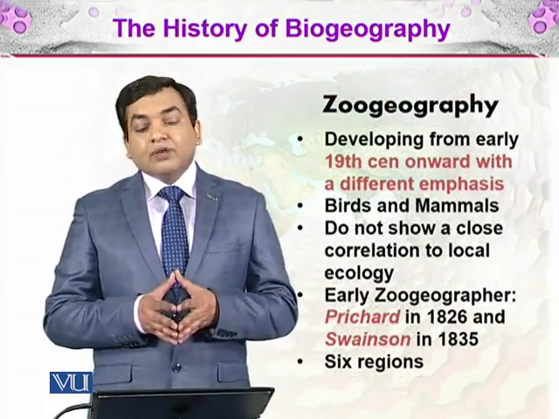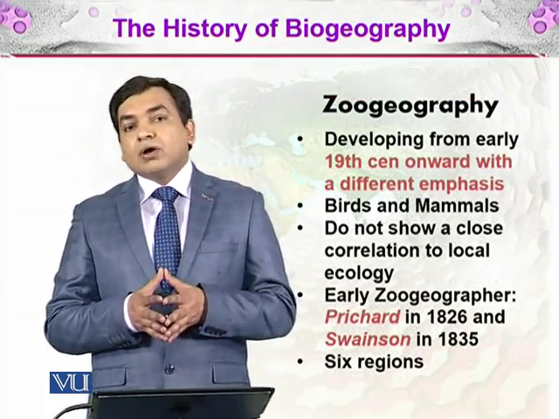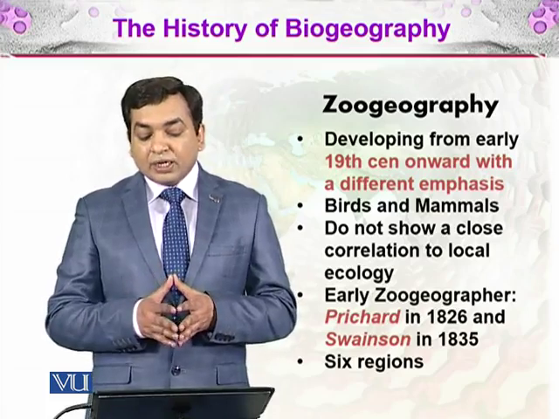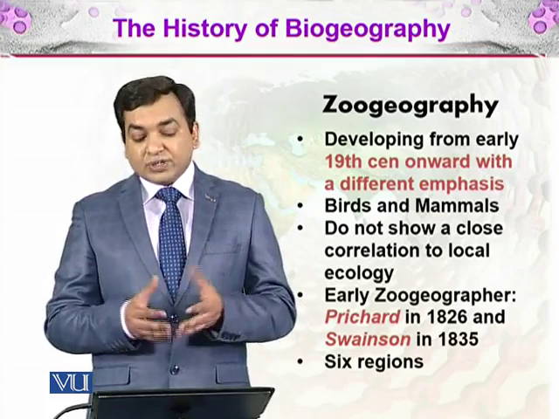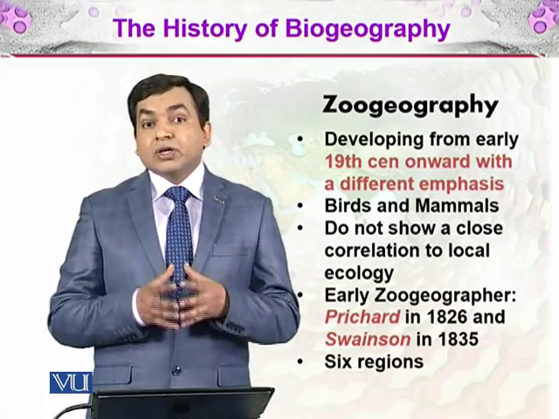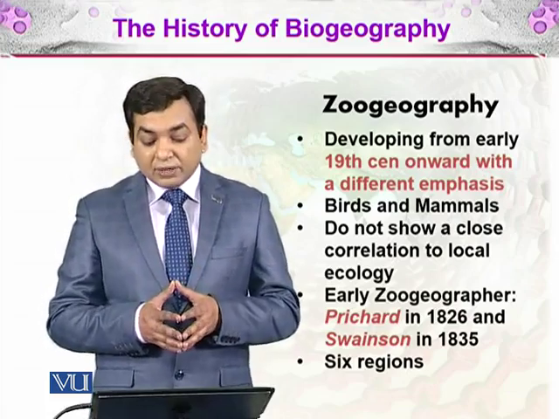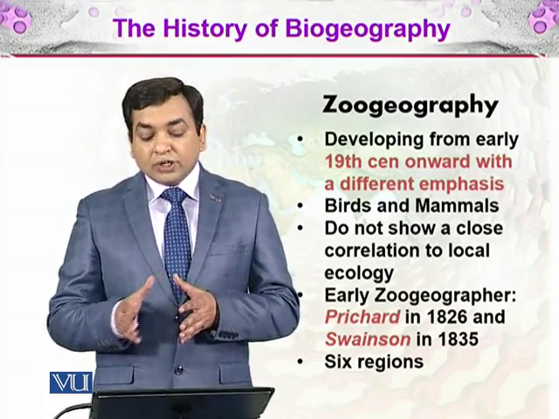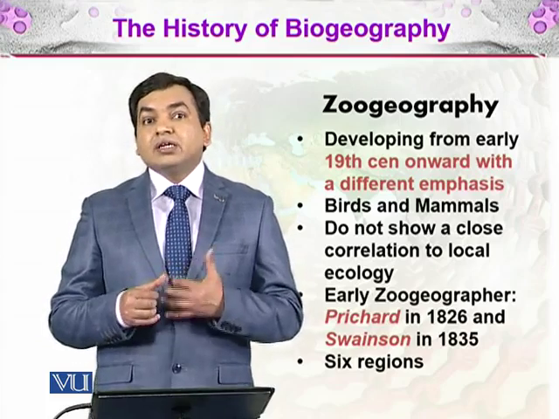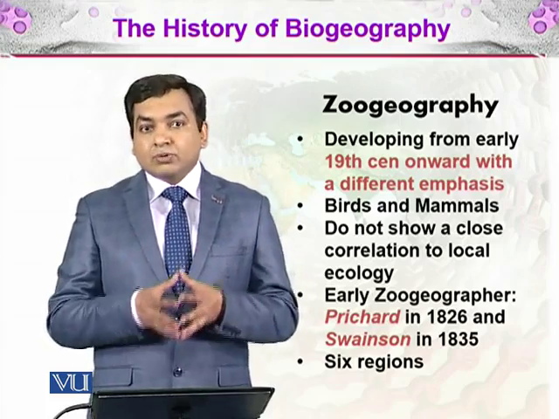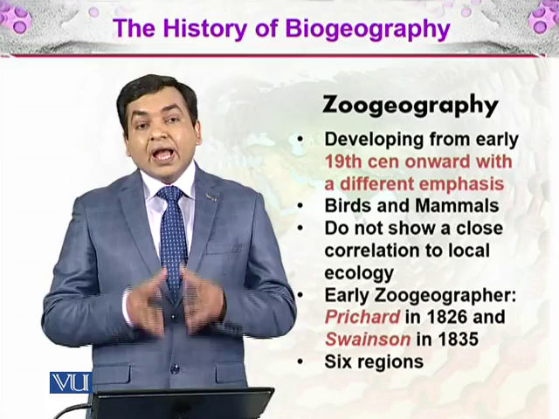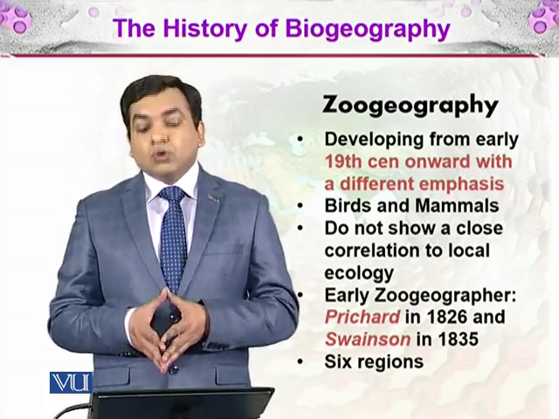Then comes zoogeography. We have been talking about plant geography, or phytogeography. Zoogeography was developing from the early 19th century onward with a different emphasis. It was emphasizing birds and mammals, which are endothermic, or warm-blooded animals, and they do not show a close correlation to the local ecology. So when an organism is warm-blooded, it can live anywhere. Most of the habitats on earth they can reside in, they can migrate from one place to another, and they are not correlated with the local ecology.